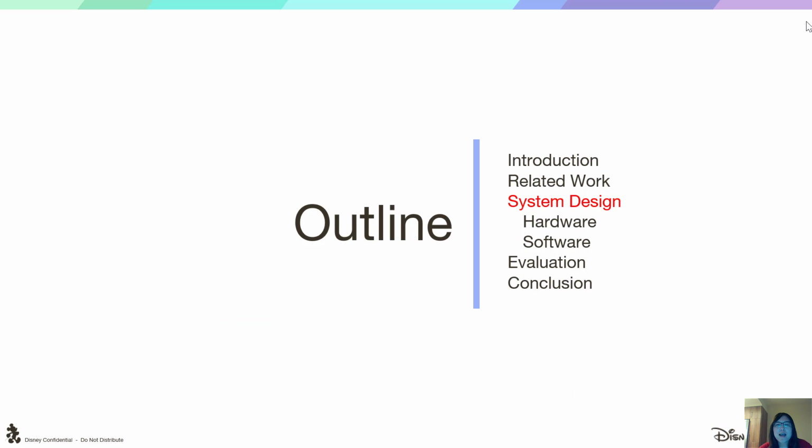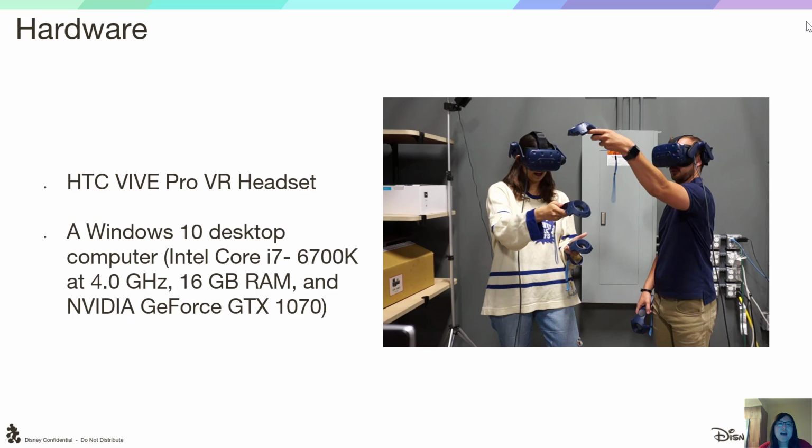So let's look at the system design. For the hardware, actually any kind of mixed reality headset will do, but for this case, we just use one of the selected commercially available systems like HTC Vive. We use two HTC Vives, one for each of the users, and those two headsets connect to a Windows 10 PC. As you can see, the two people are wearing headsets and using controllers to pose characters and discuss what they are posing.